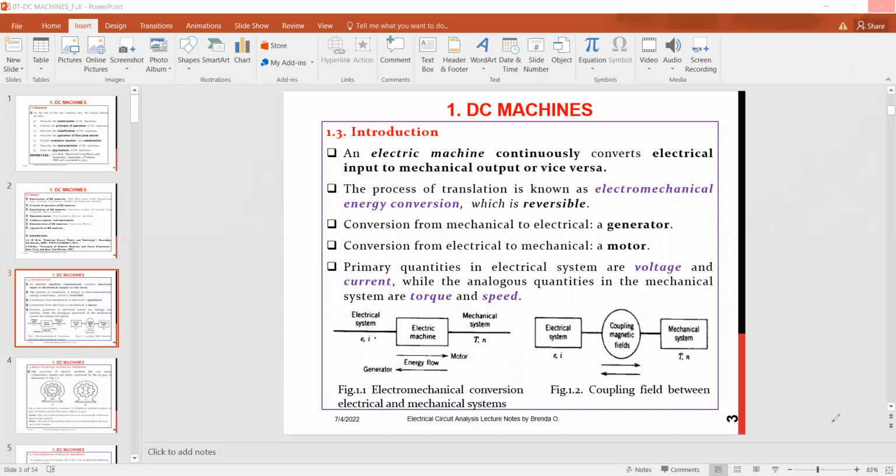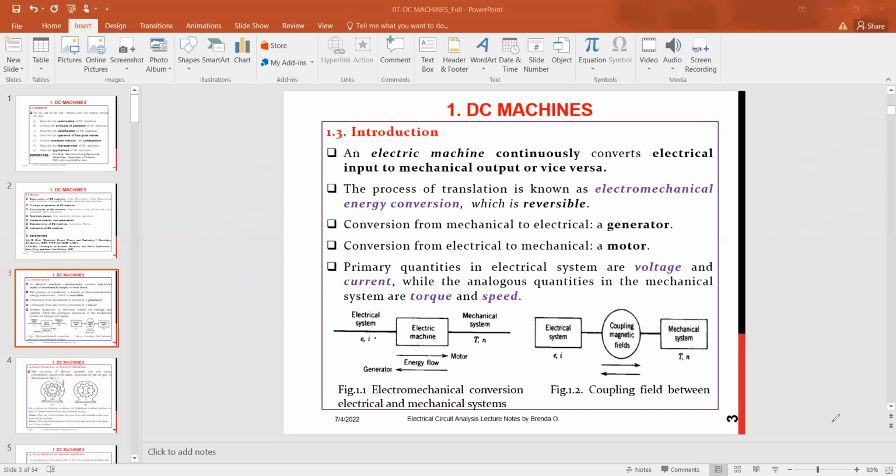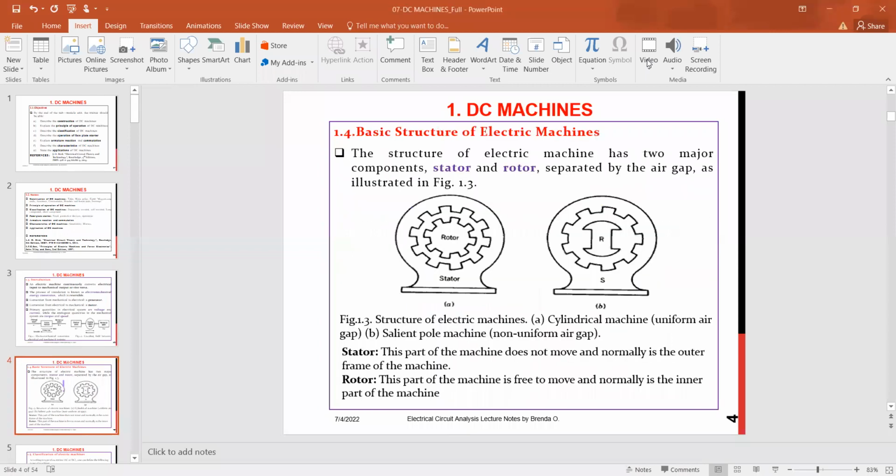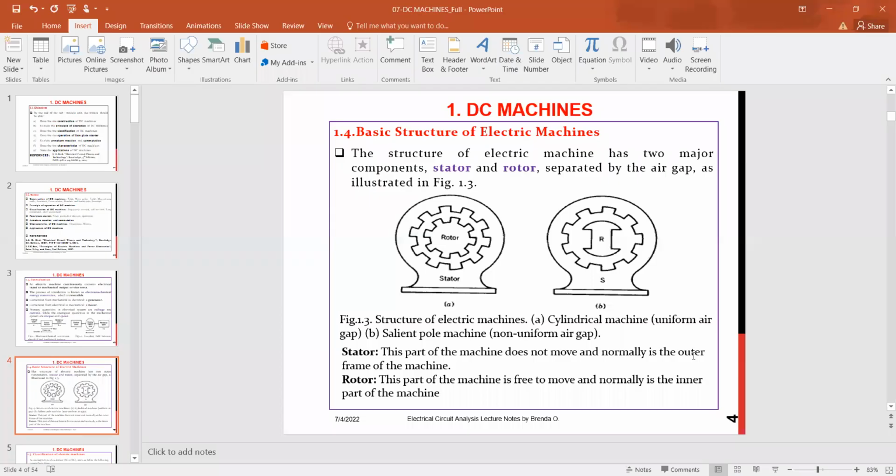So moving to our next point, we have the basic structure of electrical machines. In electrical machines, we have the stator and the rotor.